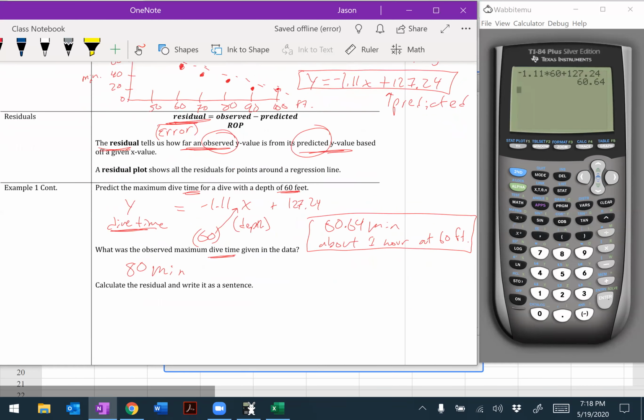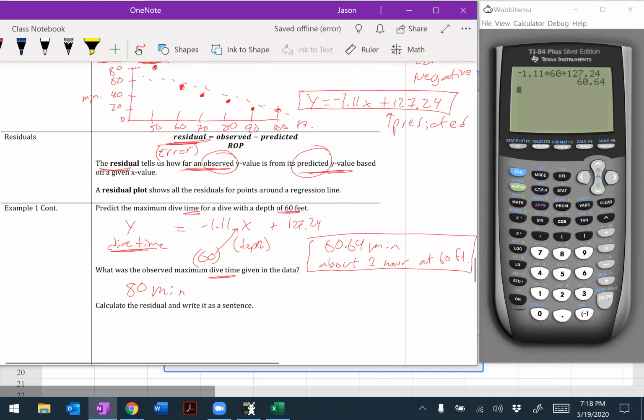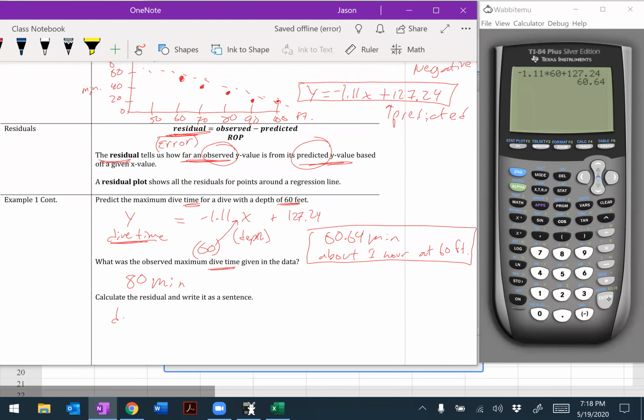Okay, so what's the residual? Well, the depth was 50, right? So the observed depth of 50 gave me an observed dive time of 80 minutes.